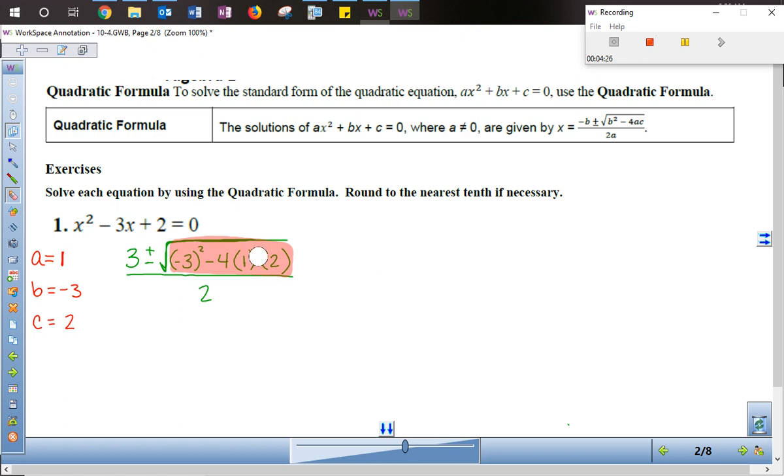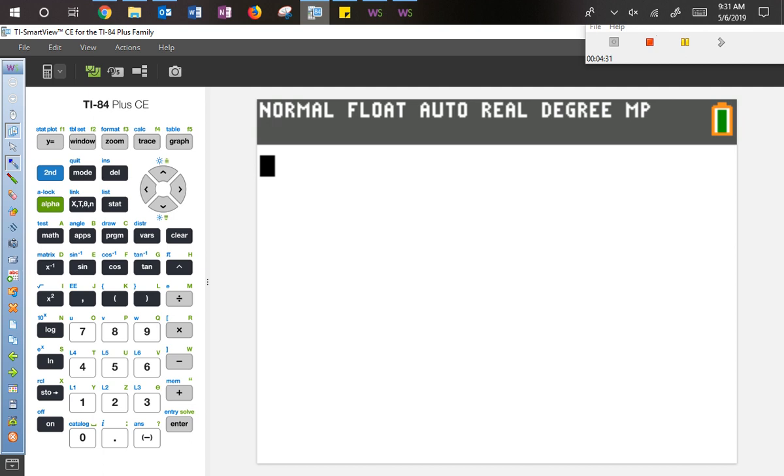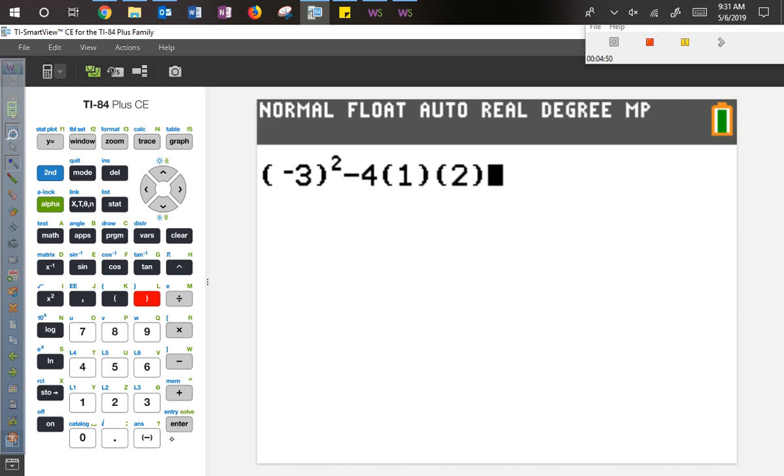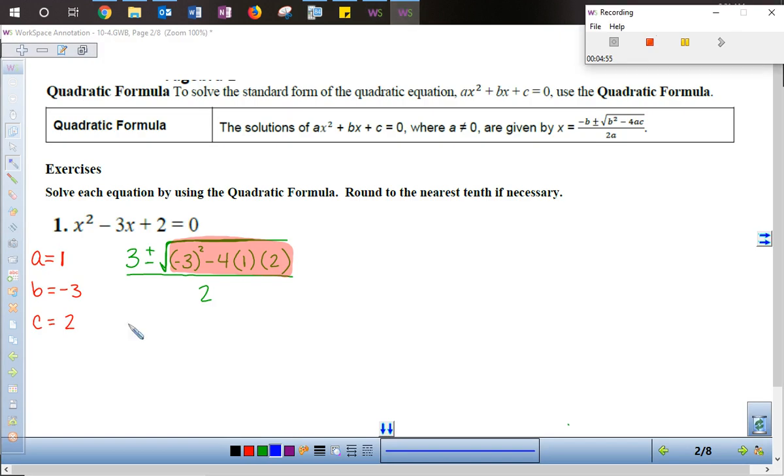So let's substitute this into my calculator to see what I get in return. I'm going to have parentheses negative 3, close my parentheses, squared, minus 4 times parentheses 1, close your parentheses, times 2, close your parentheses. This is what you should have in your calculator. Let's see what we get. When we hit enter, we should get 1. So I'll have 3 plus or minus the square root of 1 all over 2.